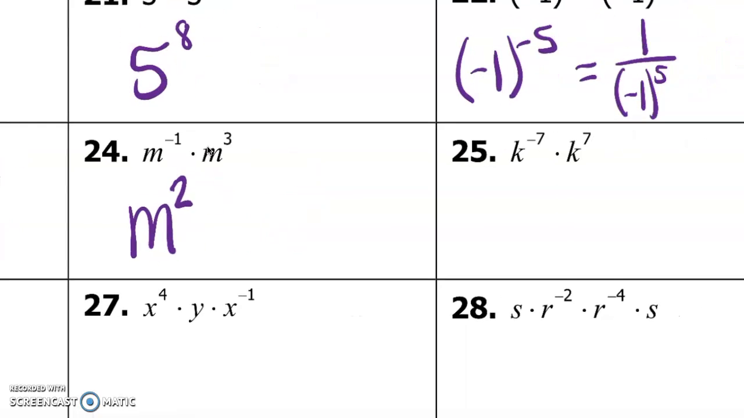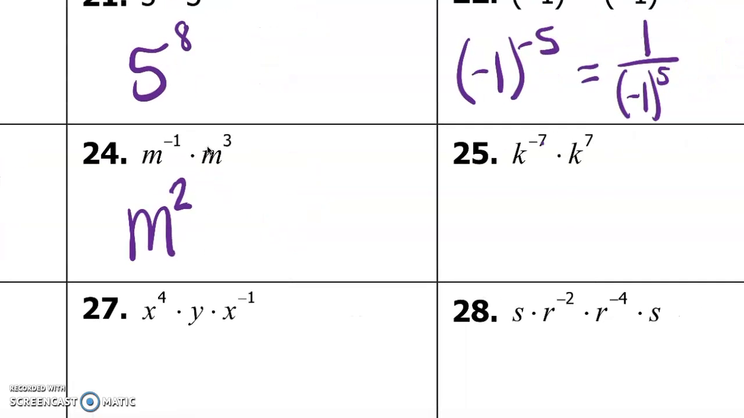Number 25, k to the -7th times k to the 7th is k to the 0, but that cannot be our final answer. We need to remember from Unit 1 that anything to the 0 power is just 1. So 1 is your final answer for 25.